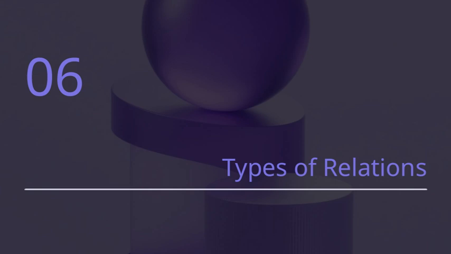Understanding these different relation types helps us design databases that are both efficient and logical, supporting the integrity of our data and making future data management much smoother. This is a crucial step in ensuring our overall data architecture is solid and scalable.